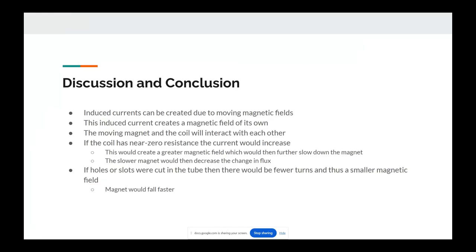If the coil had near zero resistance, the currents would increase to create a greater magnetic field from the induced current that would further slow down the magnet. The slower magnet would then decrease the change in flux. If holes or slots were cut into the tube, there'd be fewer turns and thus smaller magnetic fields, and thus the magnet would fall faster.